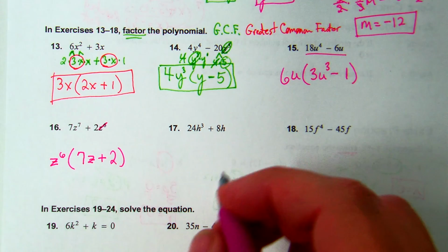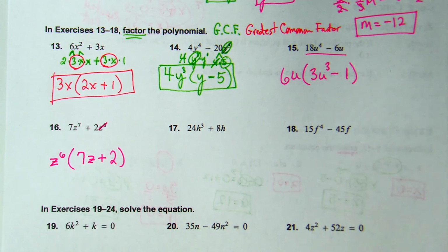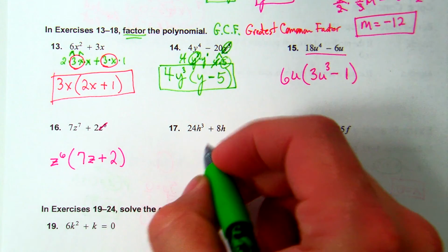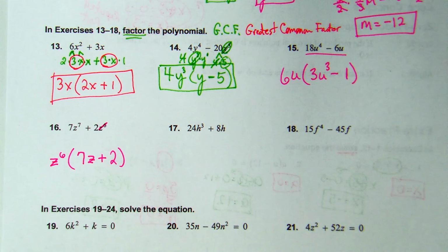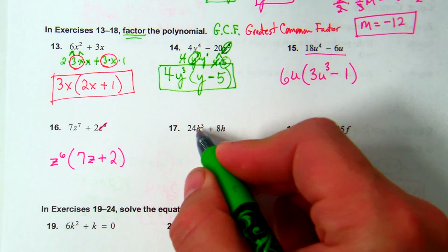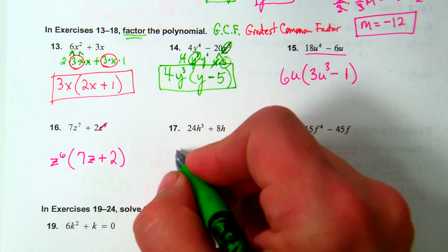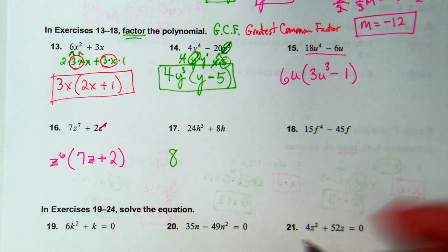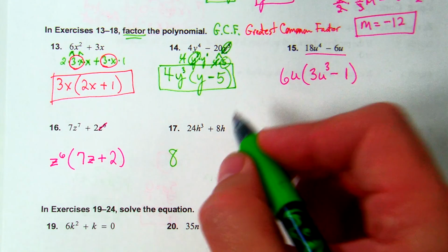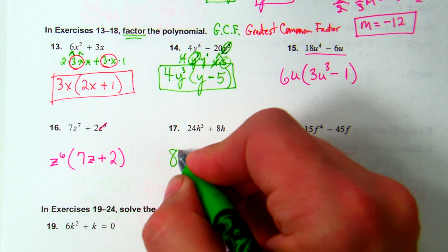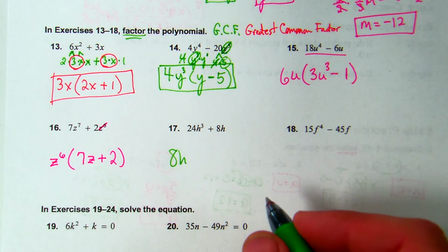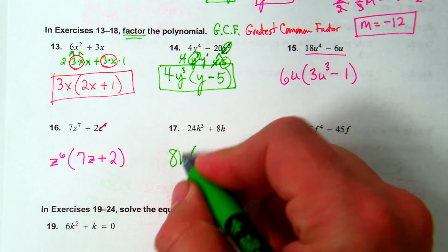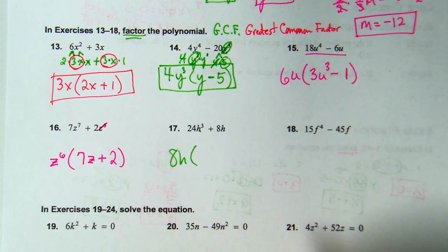All right, number 17. What do we have on 17? Well, 8 goes into 24. Yes, that's the first thing we want to look at, right? 8 goes into 24, and it will. So 8 is part of my greatest common factor. And obviously there's an h in both of these, so I can pull the whole thing, the 8h, out of both terms. So if I pull 8h from 24h cubed, remember our little rule here.